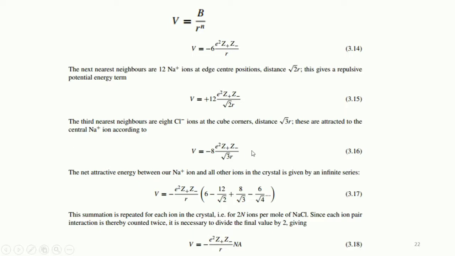The net attractive energy between one of the sodium ions and all other ions in the crystal is given by an infinite series like this one. This summation is repeated for each ion in the crystal, for example for 2 ions per mole of sodium chloride. Since each ion pair interaction is counted twice, it is necessary to divide the final value by 2, giving this final value.